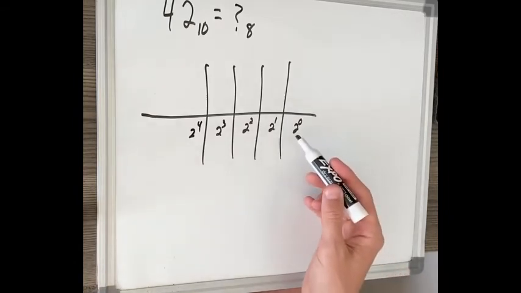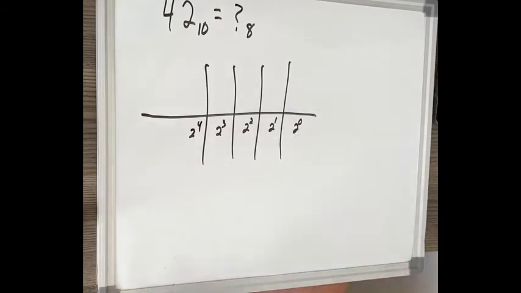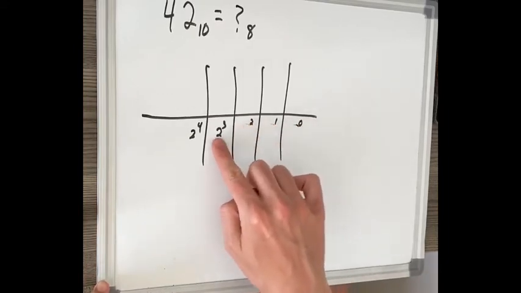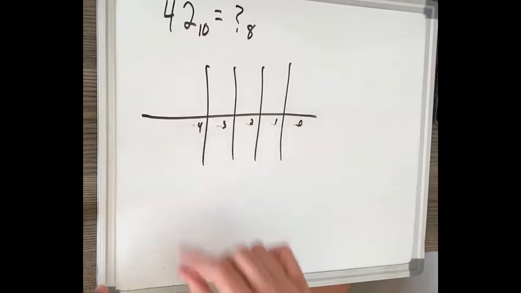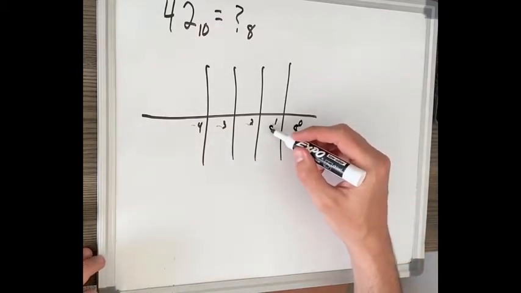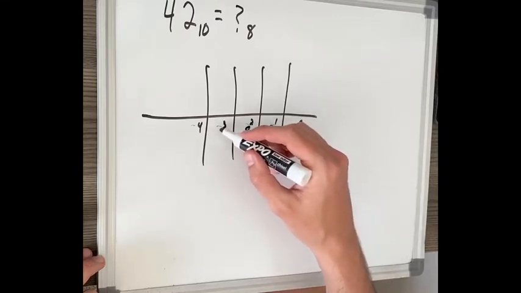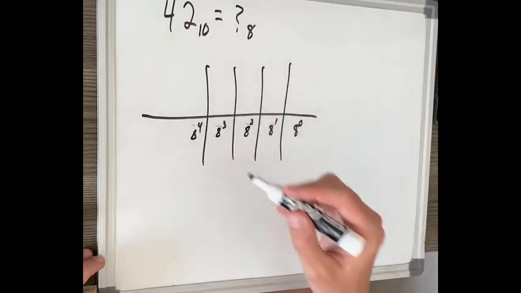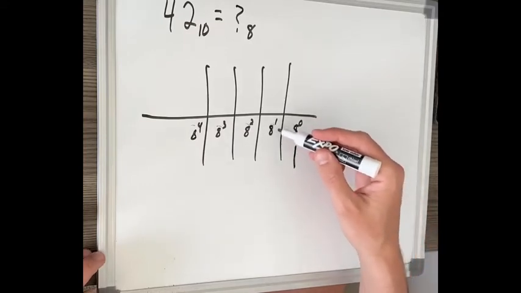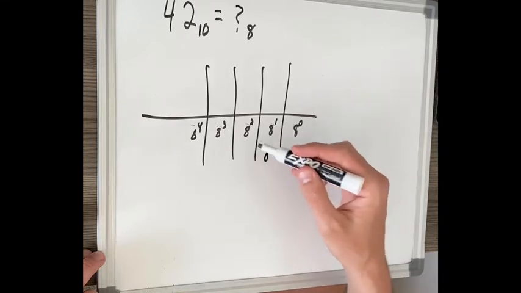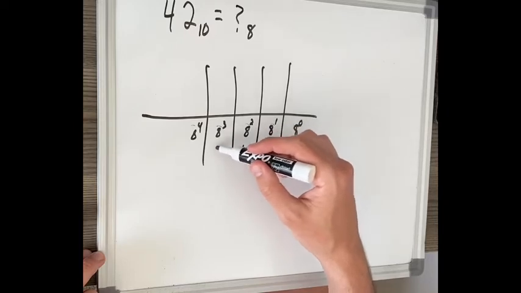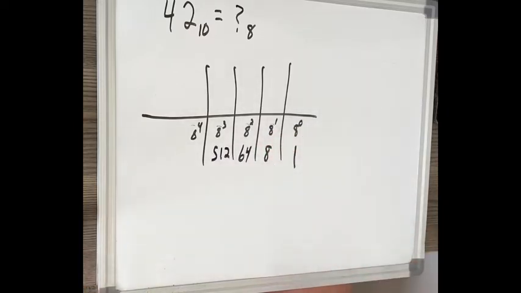But that's because we were going to a base 2 system. So now instead of base 2, we're going to base 8. So I'm going to make this 8 to the 0, 8 to the 1, 8 squared, 8 cubed, 8 to the 4th, and I know I'm not going to need that. 8 to the 0, as we know, is 1. 8 to the 1 is 8. 8 squared is 64. 8 cubed is 512, and we're not going to need more than that.